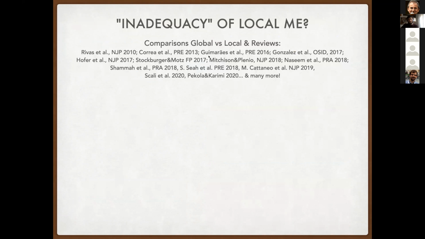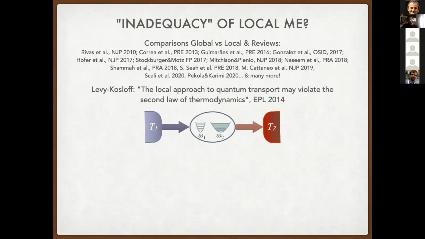When the system is not driven, it's clear that the global master equation is the correct approach if the secular approximation can be fulfilled. But there was a very seminal paper by Levy and Kosloff that showed that the local approach to quantum transport may violate the second law of thermodynamics. They considered a very simple example of two harmonic oscillators coupled to two baths, one cold and one hot, and they showed that sometimes it's possible to find heat spontaneously flowing from the cold to the hot bath.